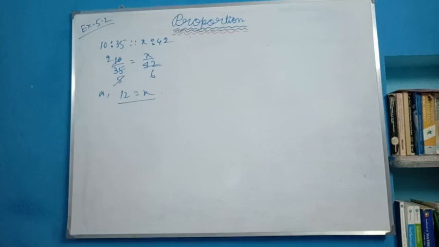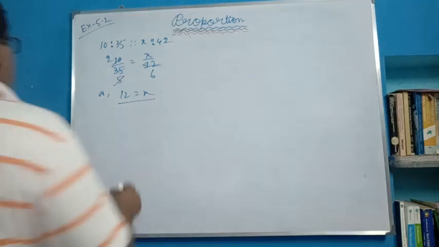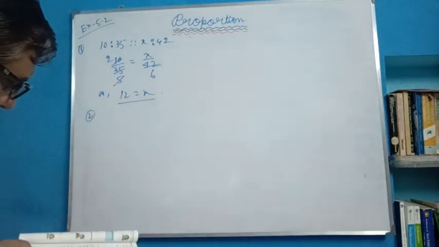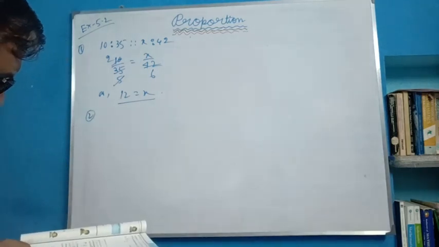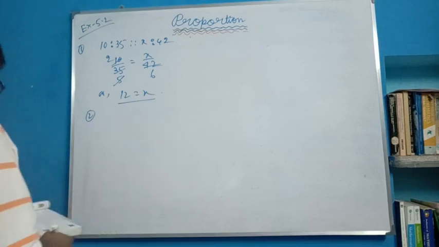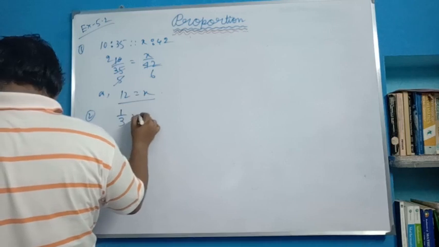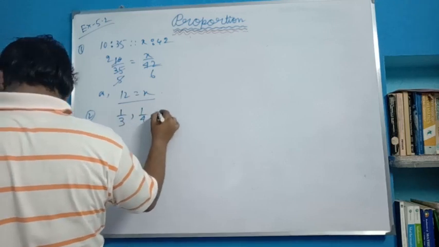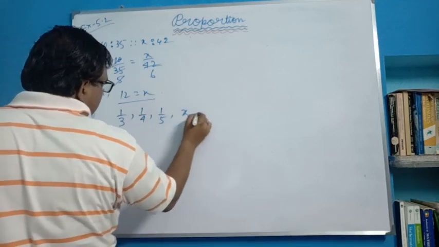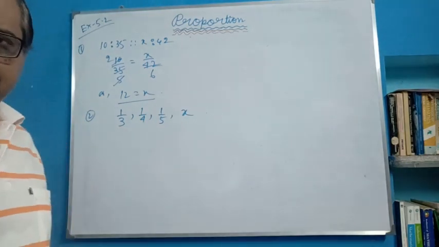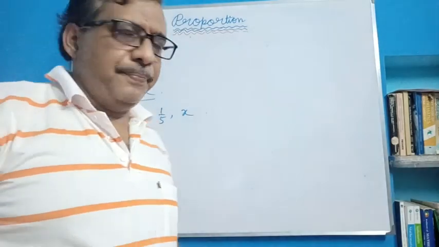Next, find the third proportional of the following positive numbers. This is question number 1. In question number 2, we have to find the fourth proportional. Three numbers are given: 1 by 3, second one is 1 by 4, third one is 1 by 5. We have to find the fourth one. Suppose the fourth one is x. So we have to find out x.